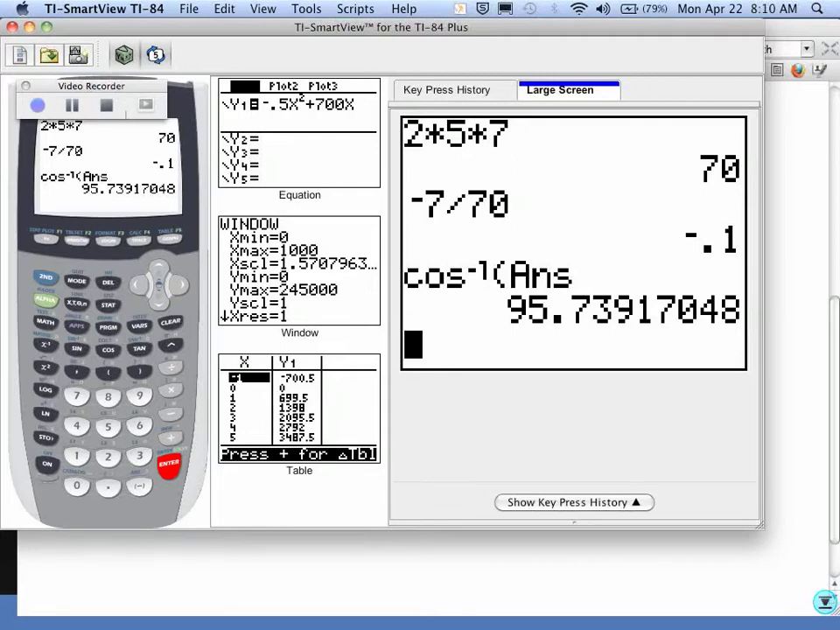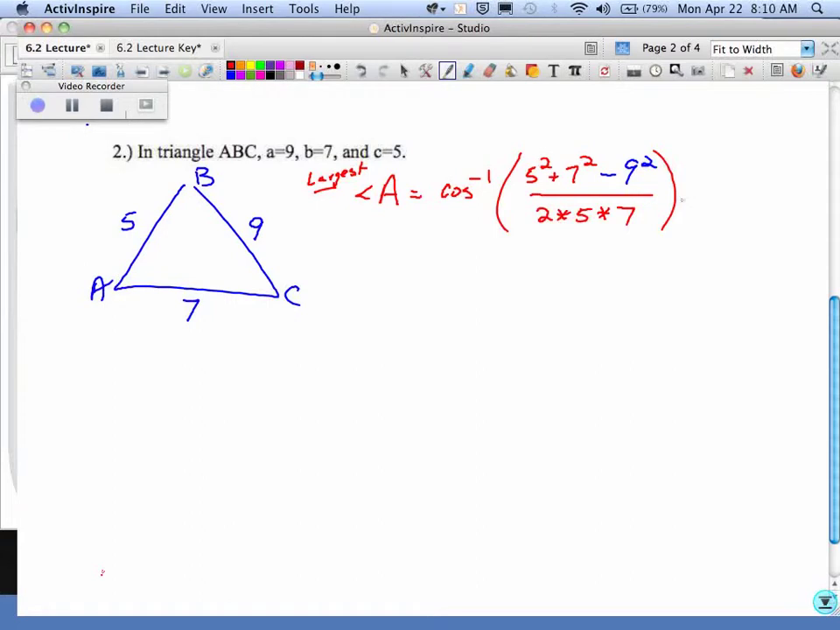Otherwise, do what I did before. You hit inverse cosine, you get a parentheses, put another one in for the top, close it, divide, open it. You're doing a lot of extra parentheses, whatever. 95.74 degrees. So it is slightly obtuse, a little more than 90.